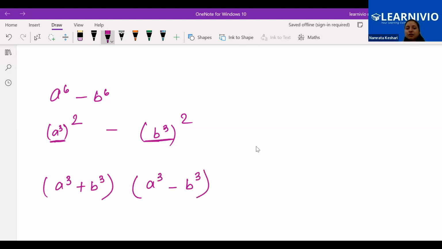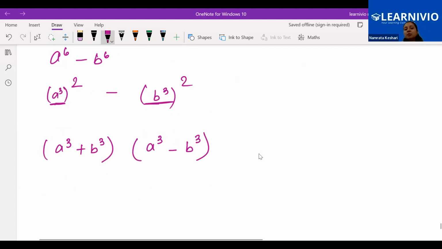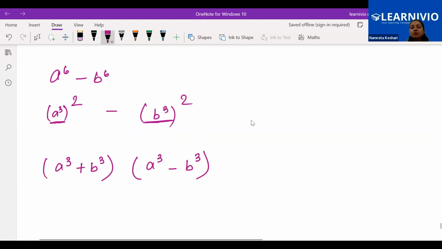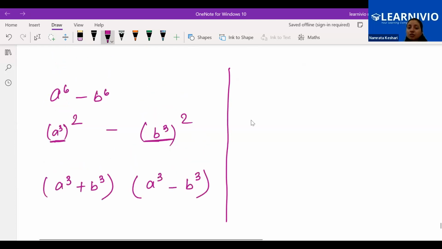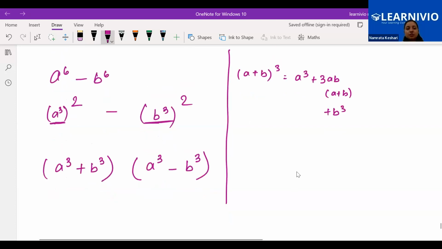Any confusion so far? No, ma'am. Now again we will use the formula, for a cube plus b cube and for a cube minus b cube. If you cannot recall the formula, there was a formula for a plus b whole cube, that was a cube plus b cube plus 3ab in bracket a plus b. From here you can do the customization also, and you can just use the formula from here as well. Or if you already know the formula, then you can use it directly also.